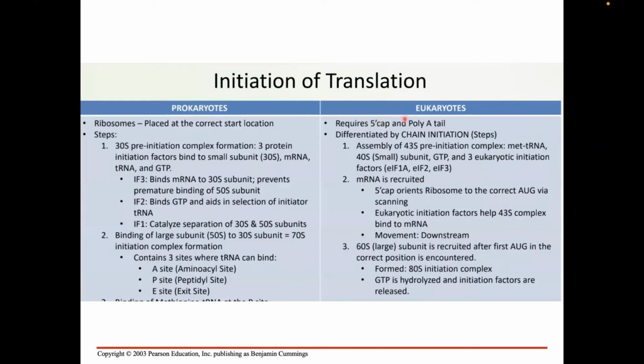And then it is differentiated by chain initiation steps. It will start from the assembly of the 43S pre-initiation complex, and then mRNA is recruited, and then the 60S large subunit is recruited after the first AUG in the correct position is encountered. So if you will be asked of the steps of the translation process involved in initiation, kahit nasagutin nyo na lang yung assembly of the 43S, mRNA is recruited, and then 60S large subunit is recruited, hindi naman na po kailangan i-mention lahat ng mga nandito, kahit sila GTP, ganyan. Ang mahalaga, alam natin yung pagkakasunod-sunod, kahit yung first keywords lang.